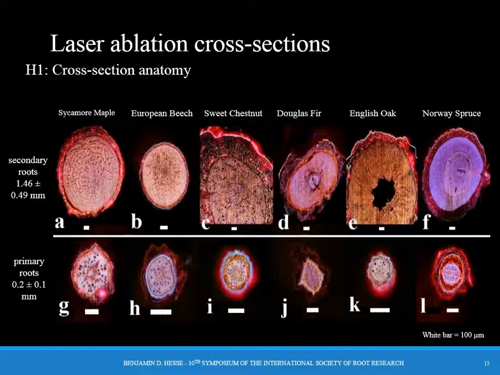Here, for example, some pictures of these laser ablated cross sections. I wanted to put them in here, not only because they look very nice, but also just to see what we worked with. So you can see all our 6 species, and in the top row you can see our secondary roots, and in the column below and the row below you see our primary roots.